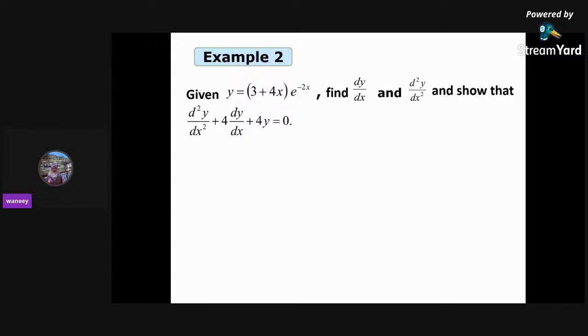By next week we are going to finish chapter 9. Lepas tu kita boleh start dengan chapter 10 lah.